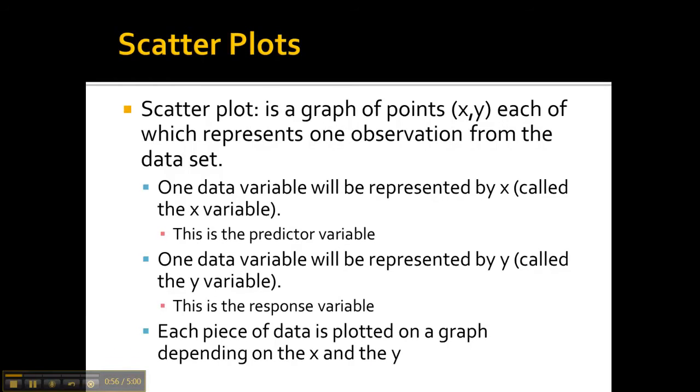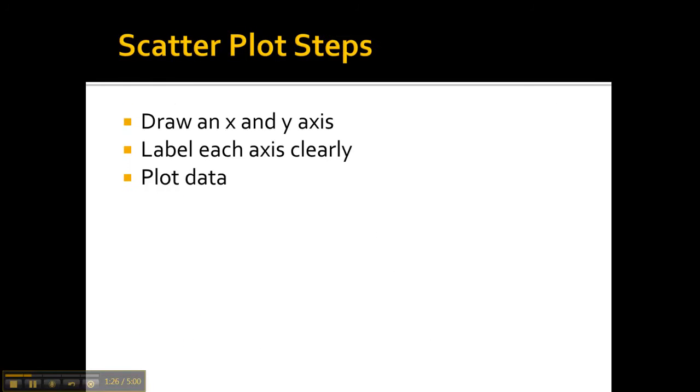So the first thing that linear regression talks about is a scatter plot. A scatter plot is a graph of points, x and y, each of which represents one observation from the data set. One data variable will be represented by x, which we call the x variable, or the predictor variable. We talked about that way back in chapter 1. The other data variable will be represented by y, or the y variable, the response variable. Each piece of data is plotted on a graph depending on the x and y. When you do a scatter plot, you have to draw an x and y axis. You need to label each axis clearly and then plot the data.